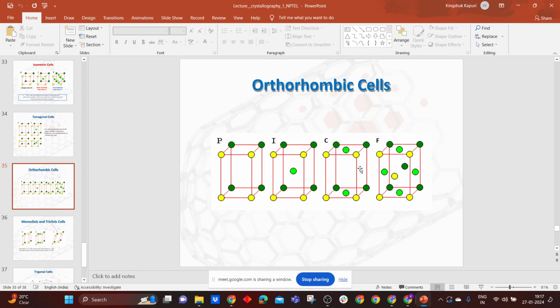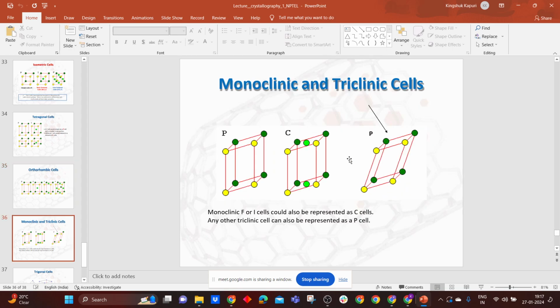And always remember that this end-centered arrangement is only seen in orthorhombic and monoclinic.